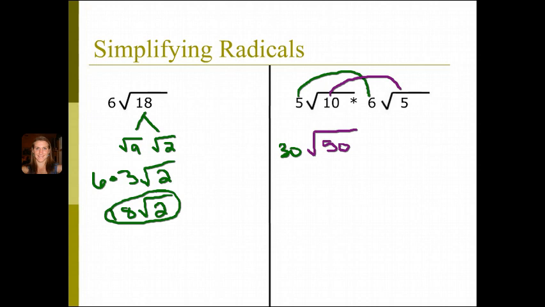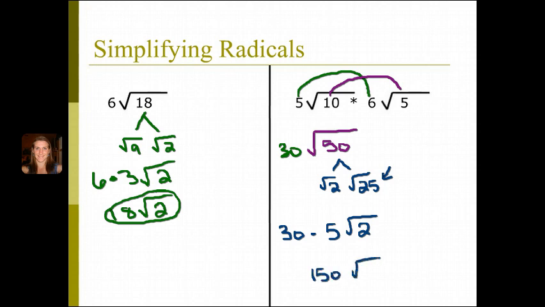Now we need to find the perfect square factors of 50. Well, 2 and 25 give us 50. 25 is a perfect square, so the square root of 25 is 5. 30 comes down. Square root of 25 is 5 times the square root of 2. And we actually need to do that last little bit of math. So 30 times 5 gives us 150 times the square root of 2. And that's your final answer.